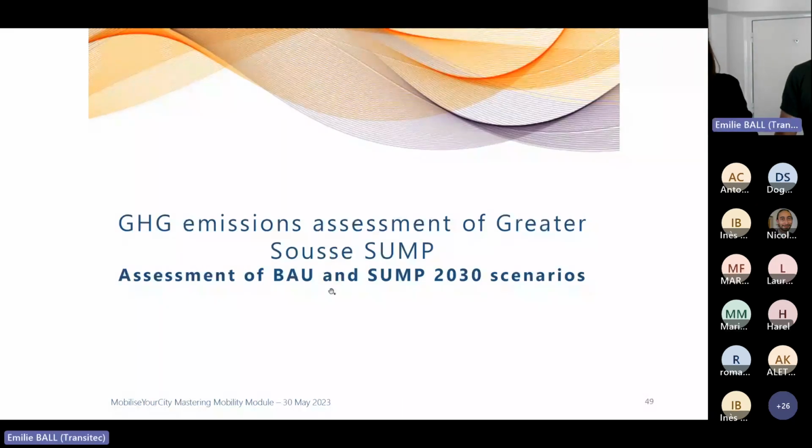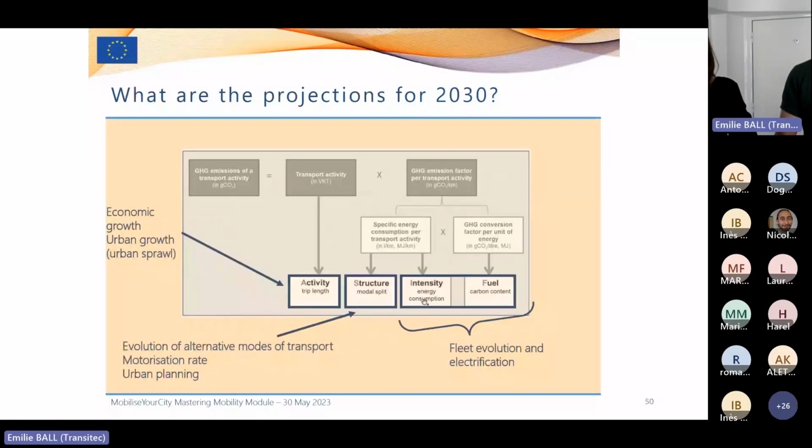So let's move now to the business as usual and SUMP scenarios. We did exactly the same thing, but first we tried to identify what are the parameters that can have an impact on the projection for 2030. So first, the activity, how can it evolve due to economic growth, due to urban growth, especially urban sprawl, because if you have urban sprawl, people are going to live further and further from the city center and are going to travel larger distances. So they are going to generate more kilometers per year. You have also the demographic growth as well. If your population increases, you will have more kilometers that are going to be generated.